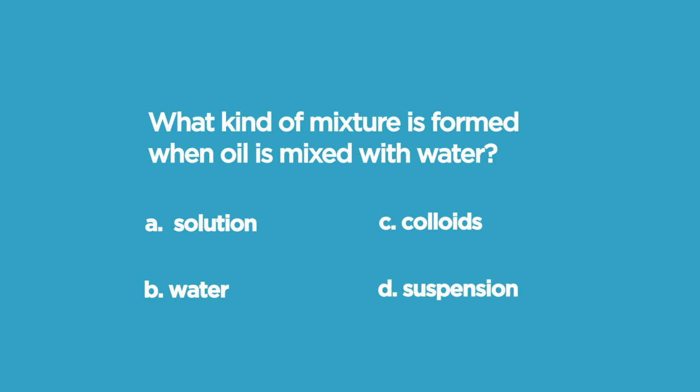Number 2. What kind of mixture is formed when oil is mixed with water? A. Solution. B. Water. C. Colloids. D. Suspension. The correct answer is D. Suspension.